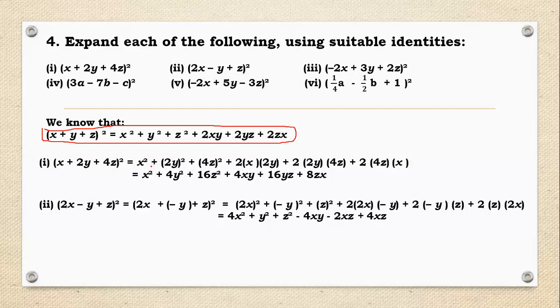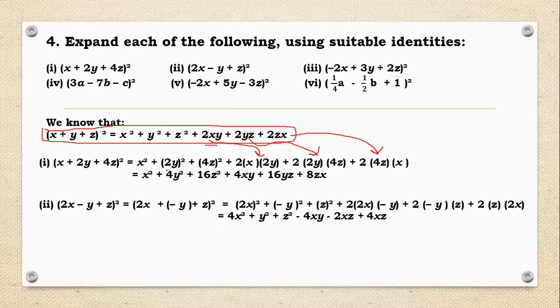So we have raised all the terms to the power 2 as per the identity, then 2 times first term into second term, 2xy, then 2yz, 2y and 4z we have here, then 2, 4z into x. So according to the identity, we have the terms here, 2xy, then we have 2yz, and then we have 2zx. So according to the part, the first, second and third terms we have written here with 2xy, 2yz and 2zx.